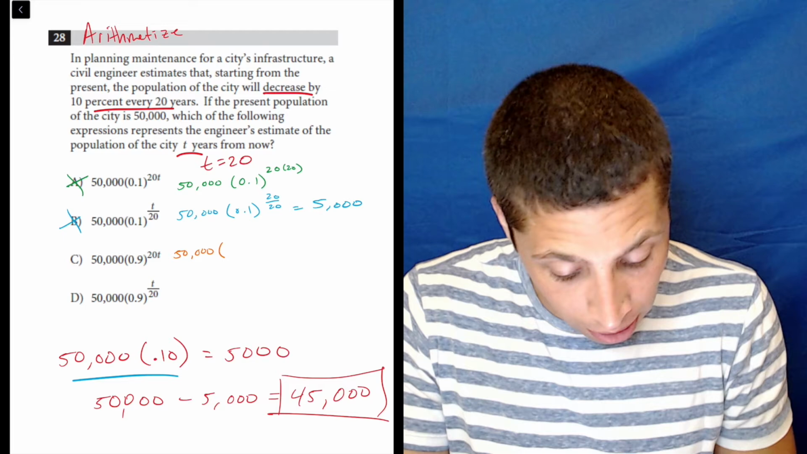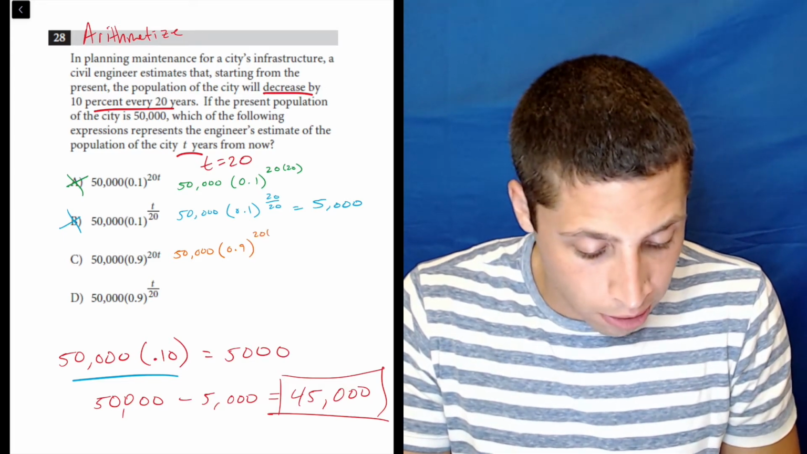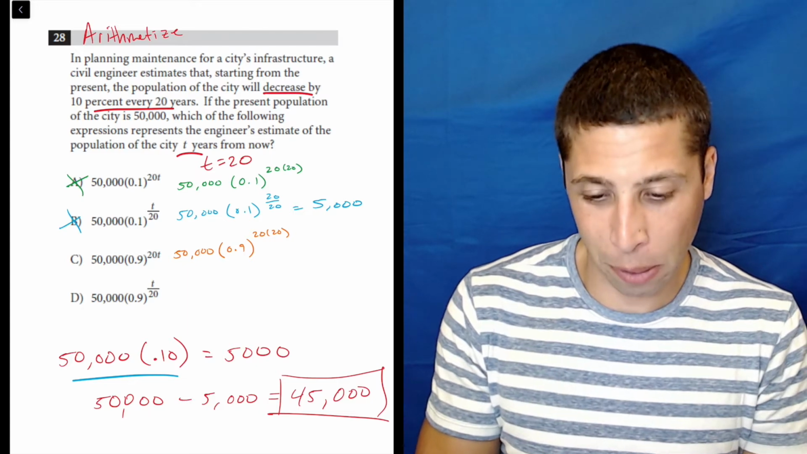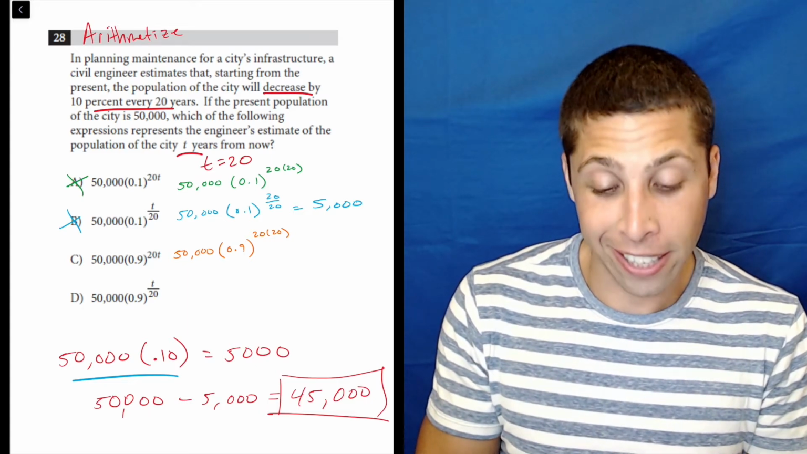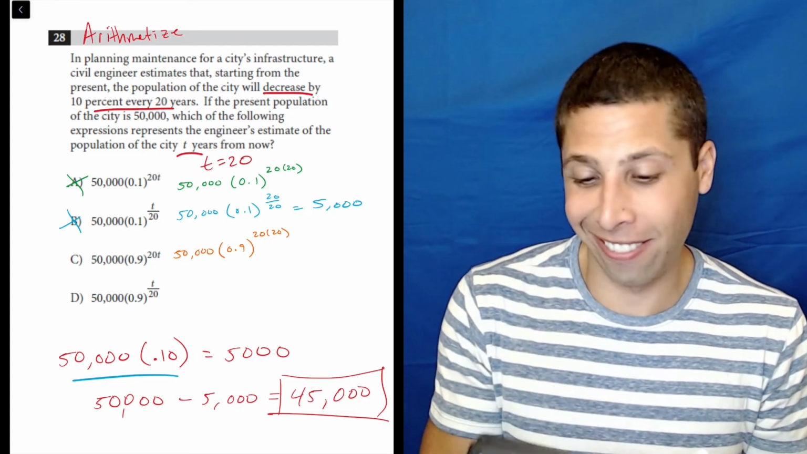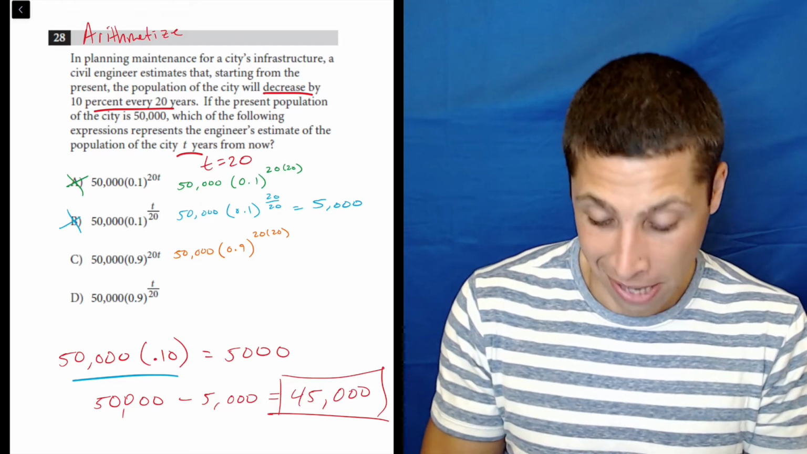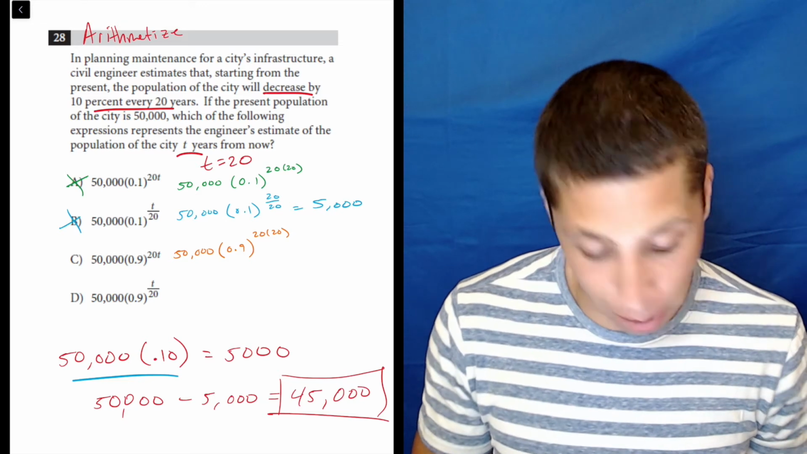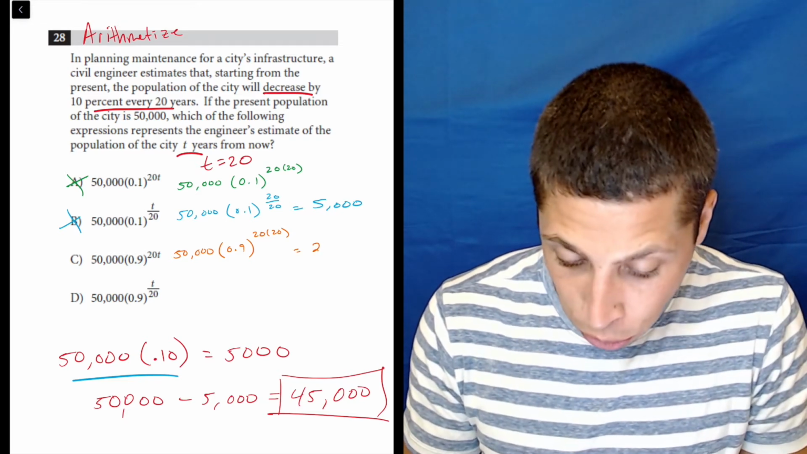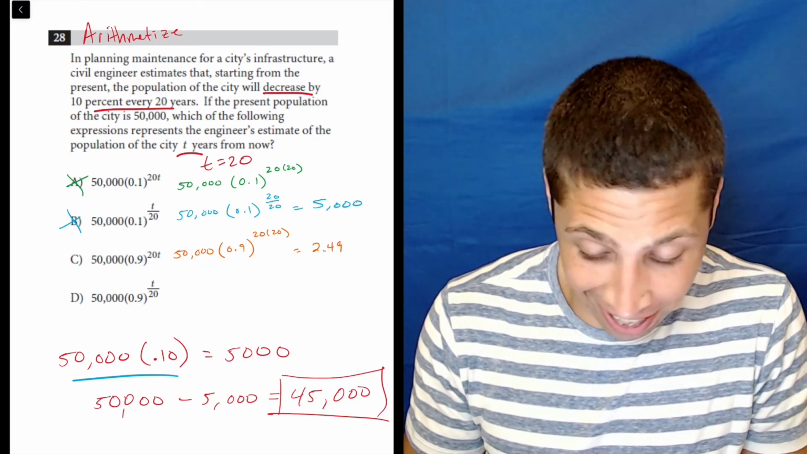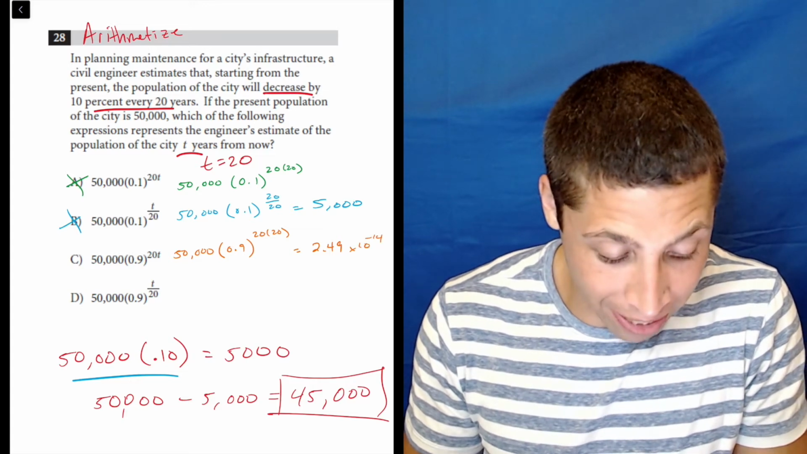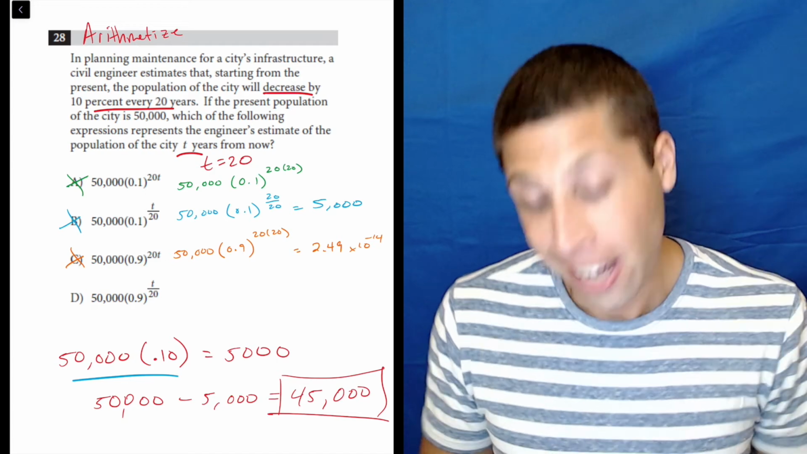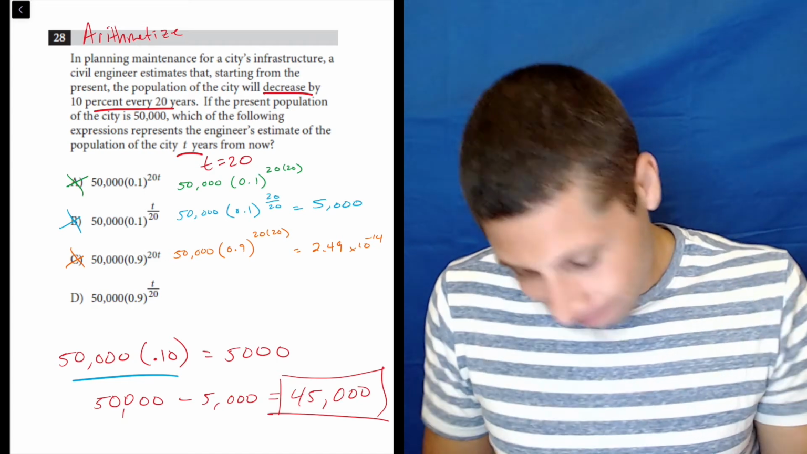50,000 times 0.9 to the 20 times 20. So again, that's 400. So 0.9 to the 400. I think this might break my calculator too. Yeah, it's small. It's a really, really small number. It's still going to be written, though, in scientific notation. So my calculator is okay with it. And so 2.49 times 10 to the minus 14. That's a really tiny number if you remember how scientific notation works. So it's probably D, but let's just be safe, right?